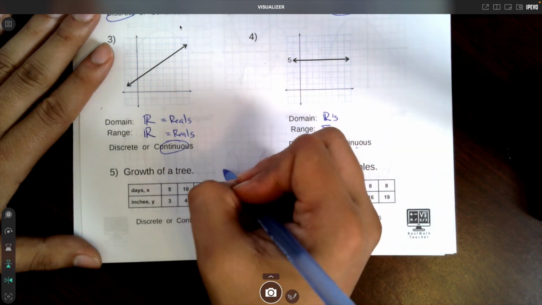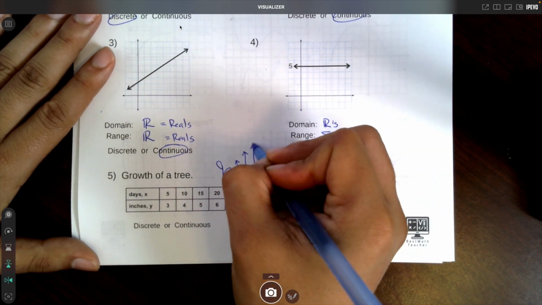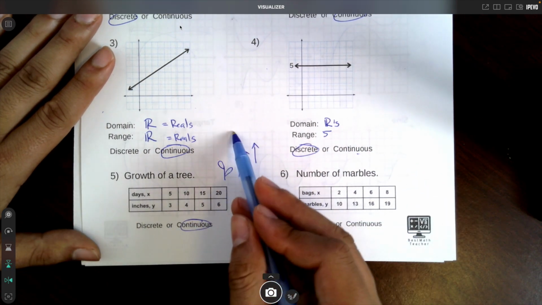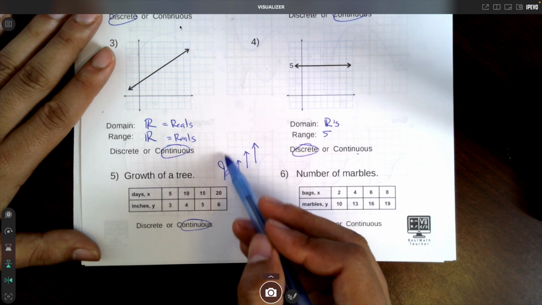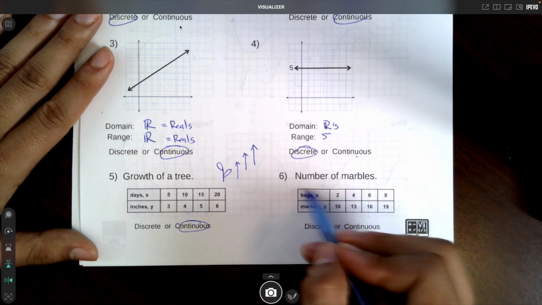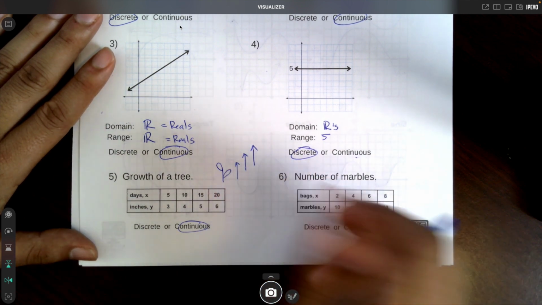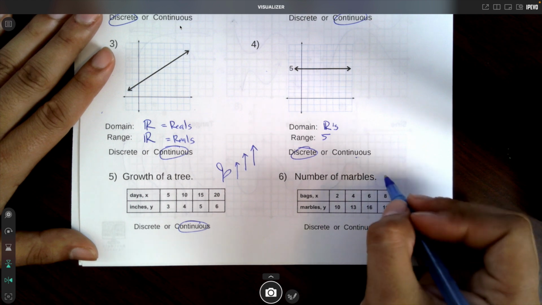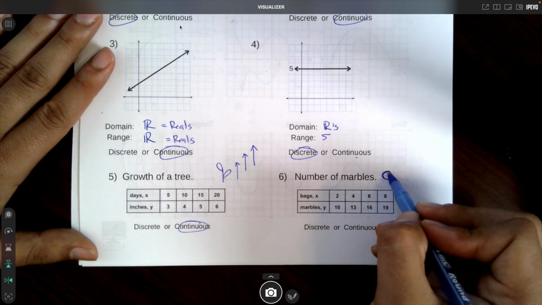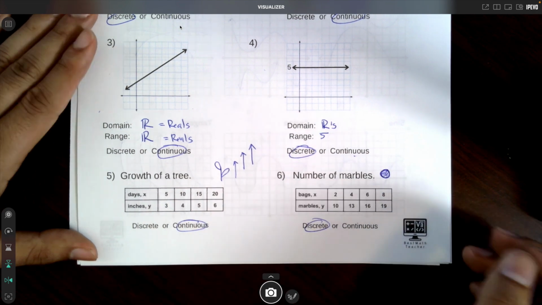The growth of a tree, all right? It keeps growing and growing and growing. So this is continuous. It's not like all of a sudden it goes boop and it skips. You can watch it on a camera and see that it slowly grows. Number of marbles in a bag. You take marbles out and put them in. Obviously there is such a thing as half a marble, but you're only going to get full marbles. So this is discrete.